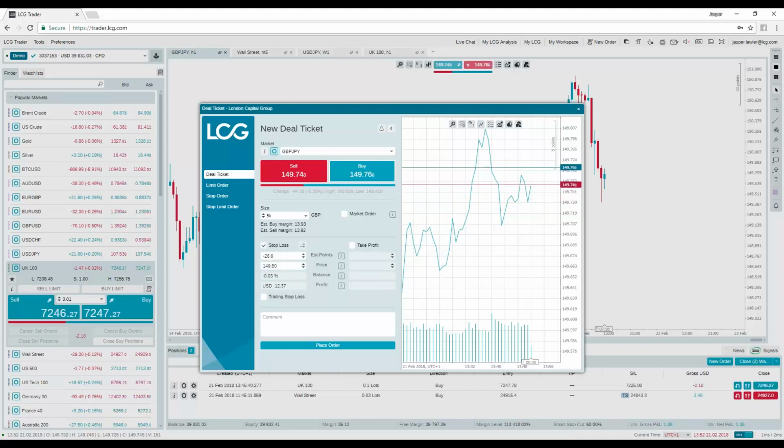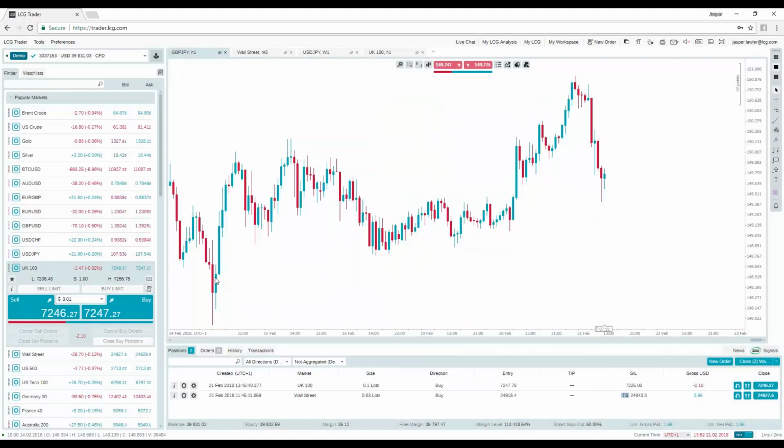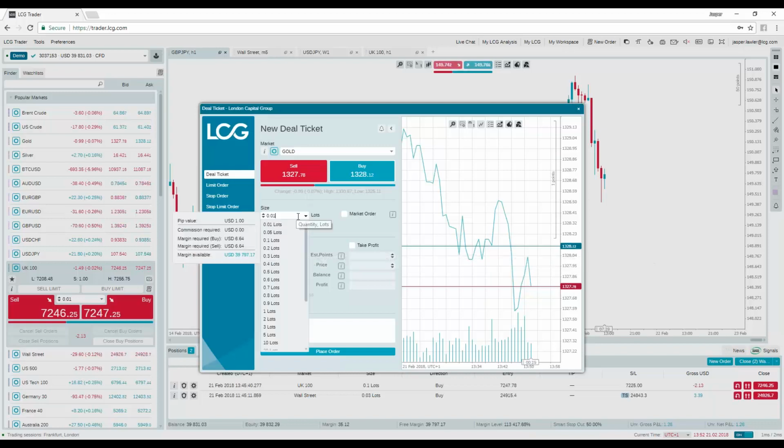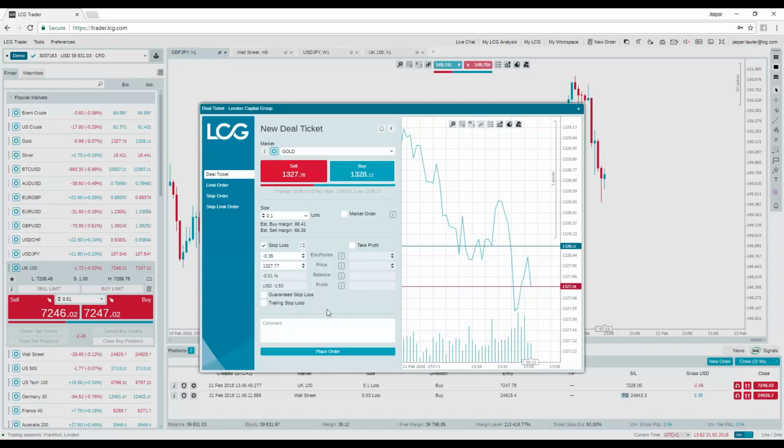Now, I don't know what I've done here, pound yen, but for some reason, maybe the guaranteed stop's not available in pound yen because it's a volatile market. That seems surprising, but let's try gold. Create new order. Go for 0.1 lot, stop loss. Okay, so it's a little example that I unintentionally demonstrated there. I think the reason being that it's a more volatile currency pair is that a guaranteed stop loss was in fact not available on pound yen. But here you can see in gold it is.